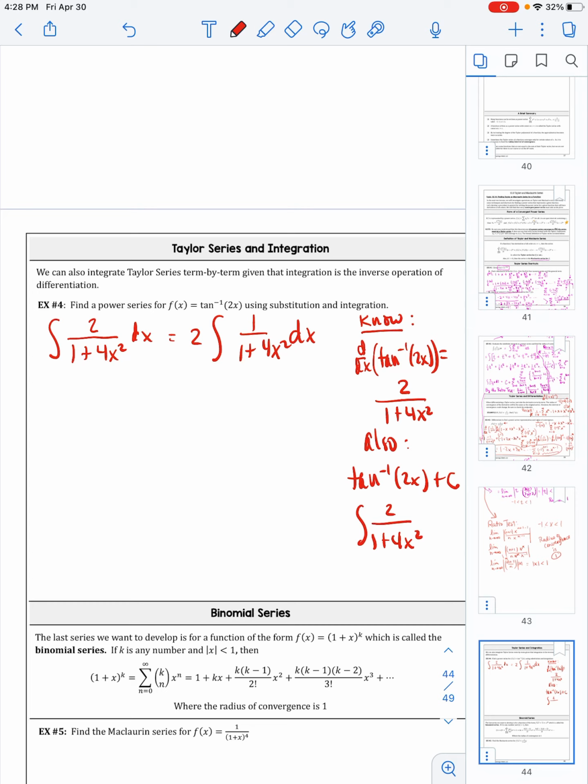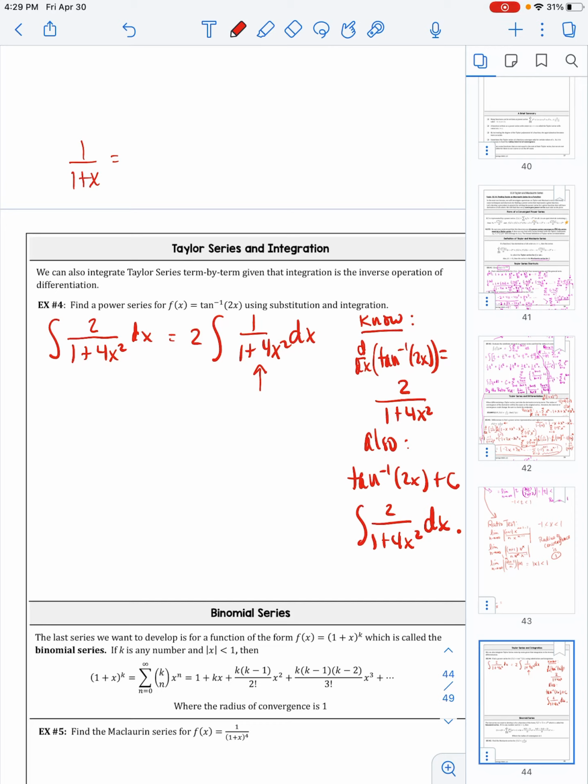Also, the inverse tangent of 2x plus c is my integral of 2 over 1 plus 4x squared dx. Okay, so those two functions are connected to one another. They are like inverses of one another. And so we're looking for a power series. Well, what do we know?